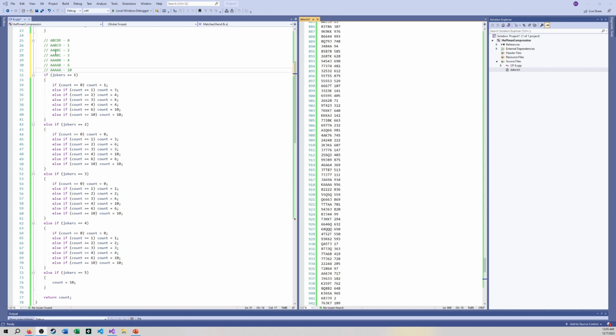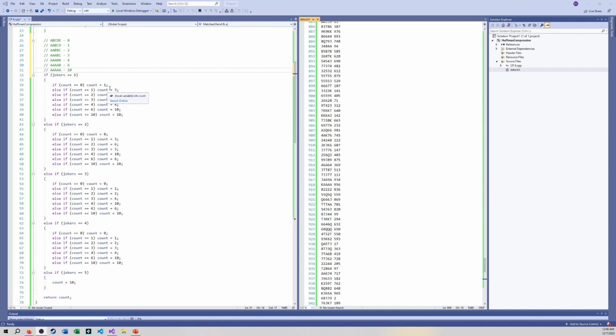So if you have a 2 pair, there's 2 total matches. A and A matches up, B and B matches up. And a 3 of a kind, A and A, A and A, A and A. There's 3 matches. And then a full house has 4, the 4 of a kind has 6, and the 5 of a kind has 10.